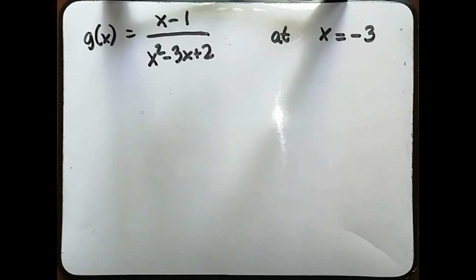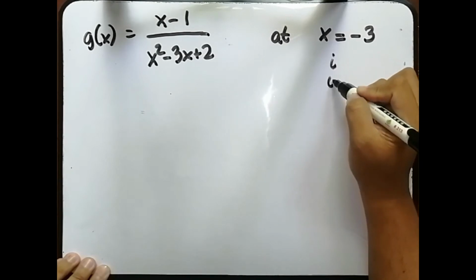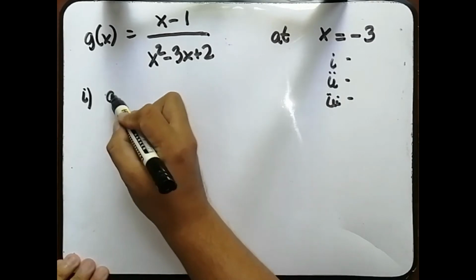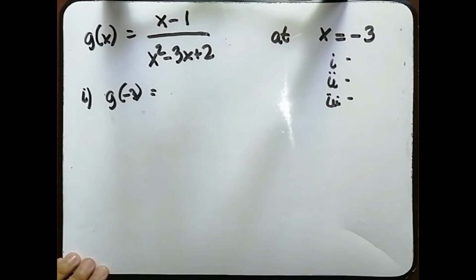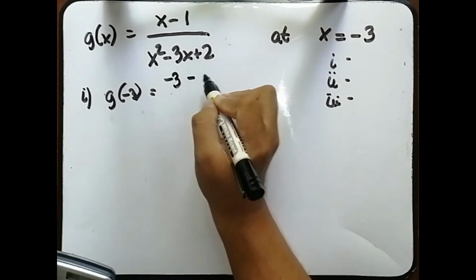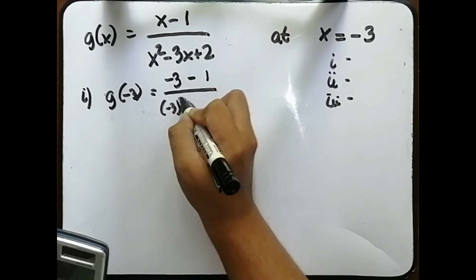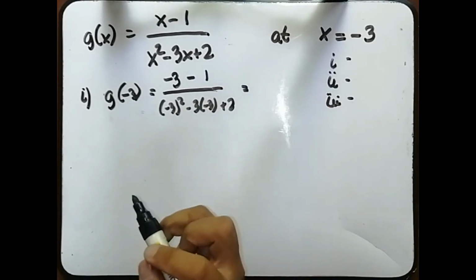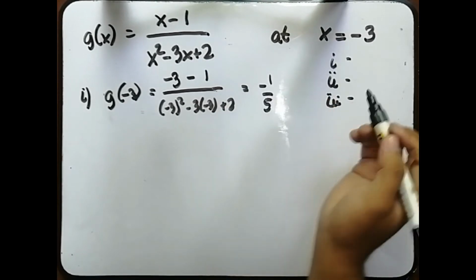So let's determine if g of x equals x minus 1 over x squared minus 3x plus 2 is continuous at x equals negative 3. So again, check natin yung tatlong criterion. So first, g of negative 3 must be defined. So g of negative 3 is equal to negative 3 minus 1 over negative 3 squared minus 3 times negative 3 plus 2, which is equal to negative 1/5. So defined siya.